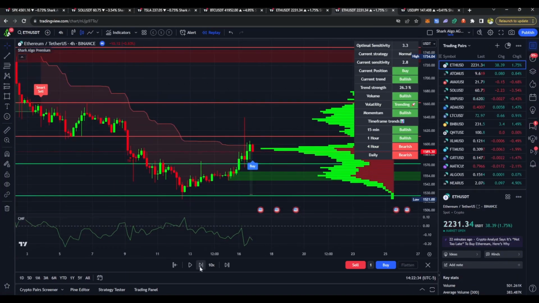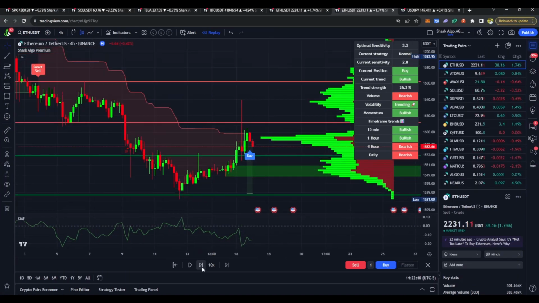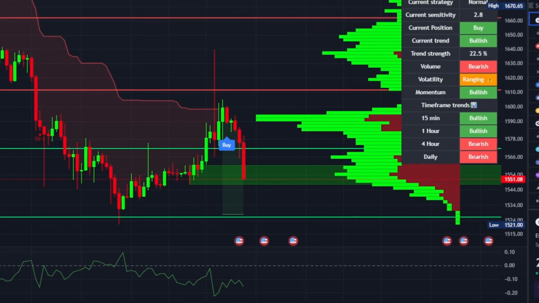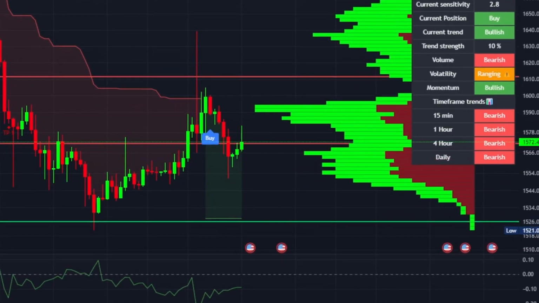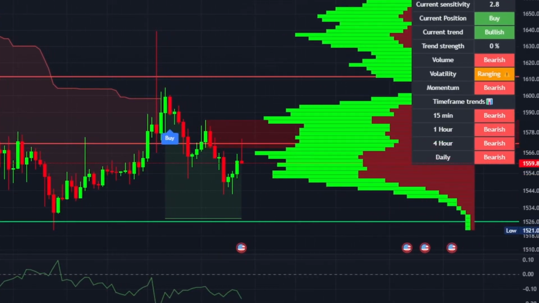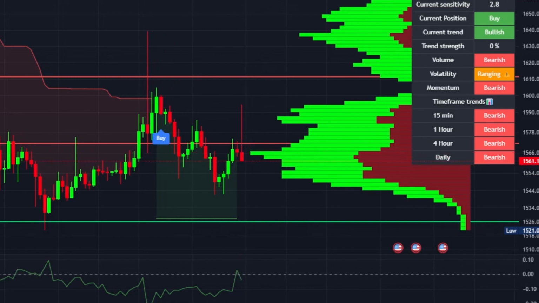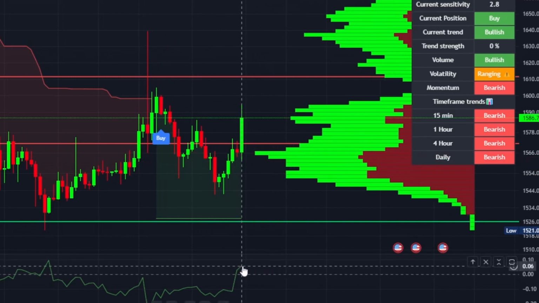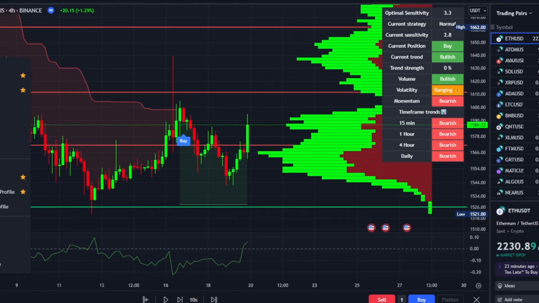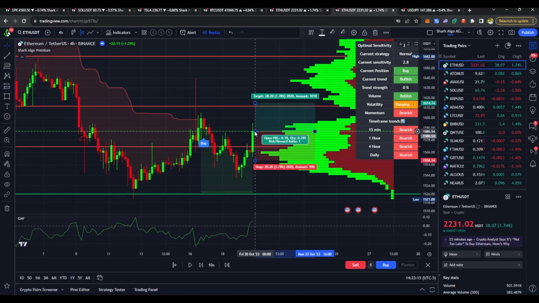Here we're looking at the Ethereum USDT chart, and we can see a buy signal was generated with a bullish trend cloud that is forming. But we're missing one confirmation in order for all the criteria to be met, which is the CMF to be above 0.05 for a buy signal, so we patiently wait until our criteria is identified before entering a trade.